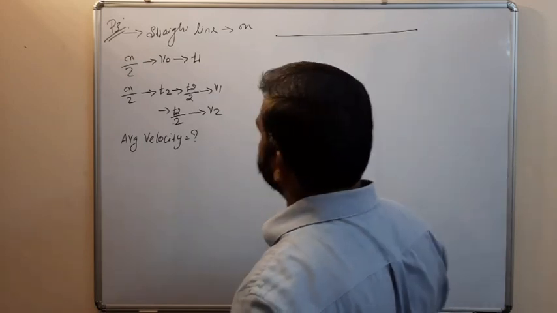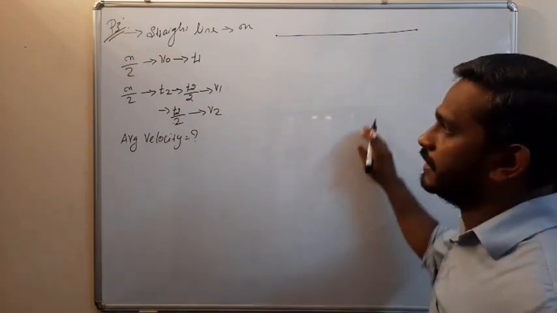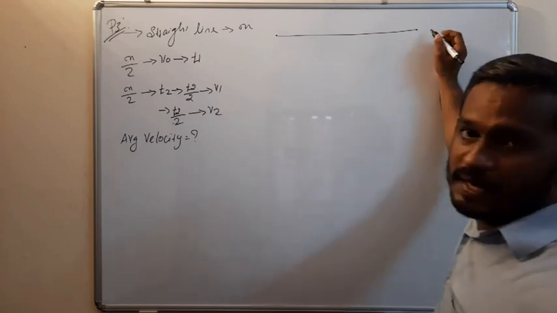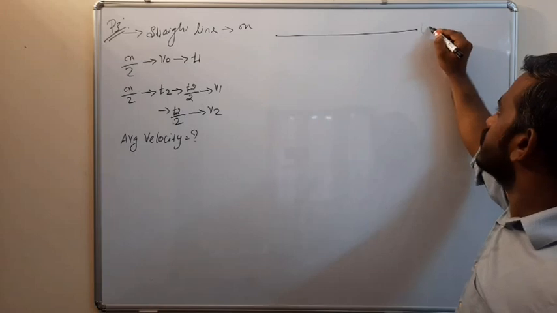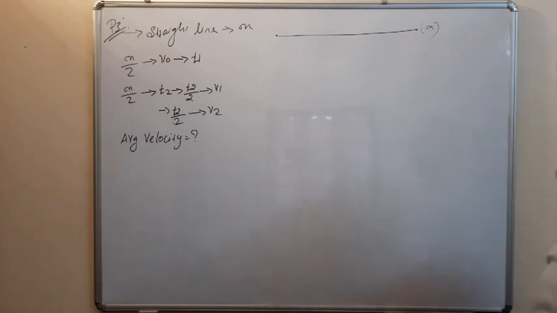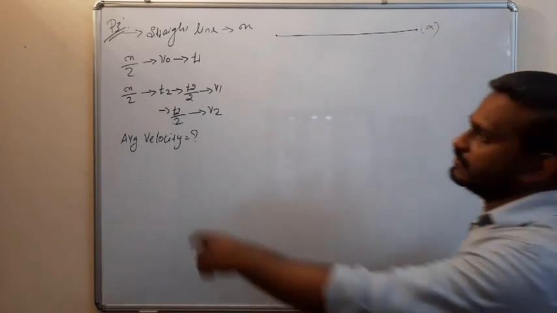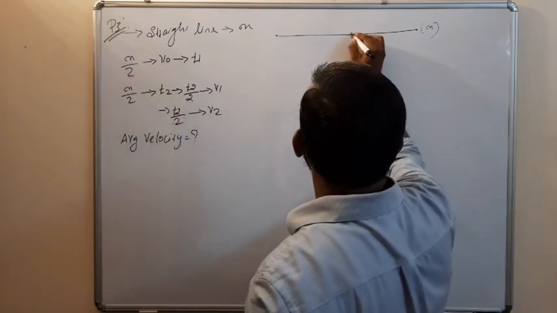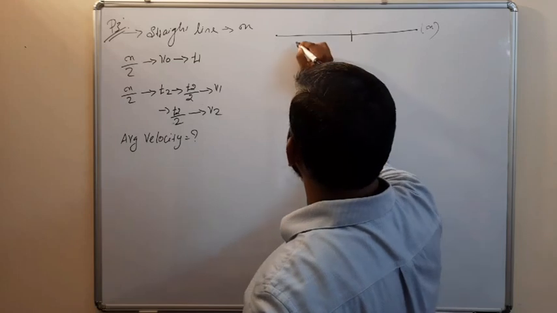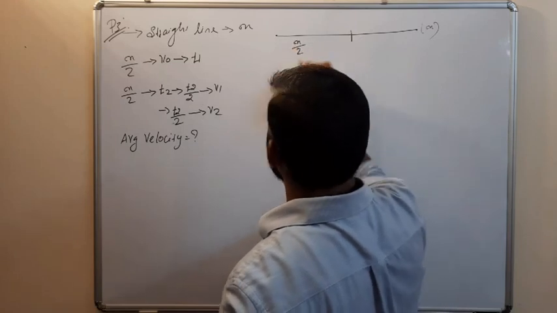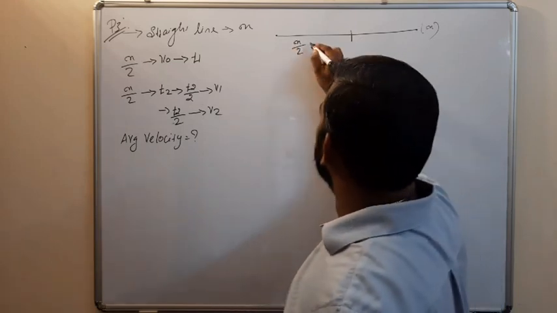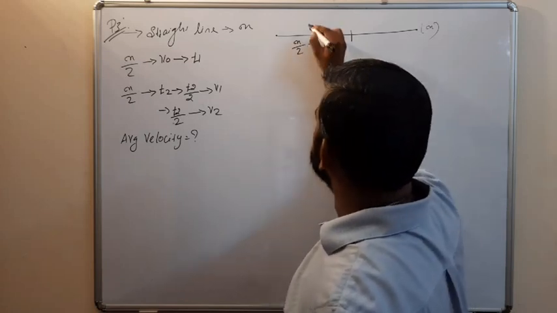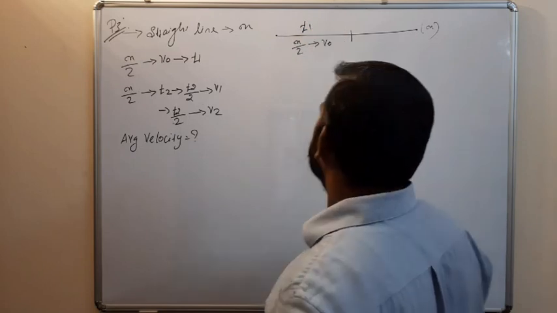Straight line. So we consider the distance as x. What is given? Half of the distance, that is x by 2, is moving with the velocity v0. So it takes the time t1.